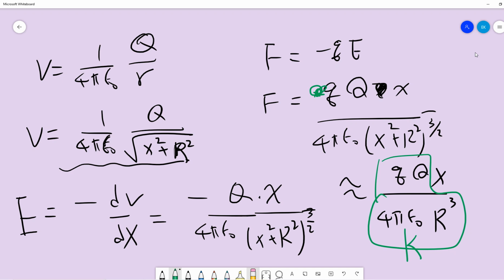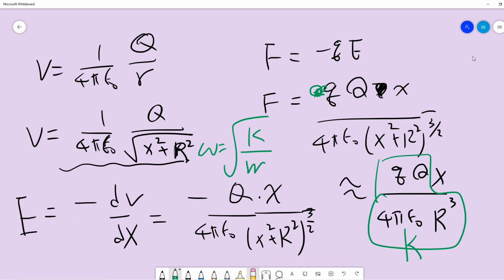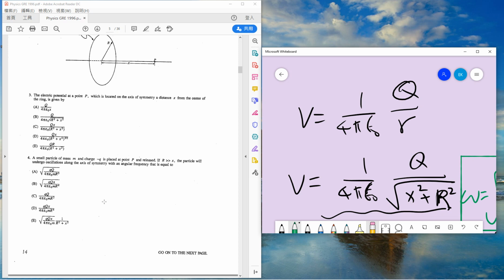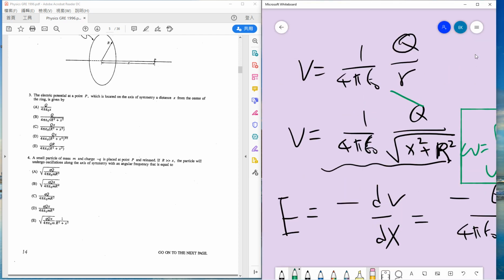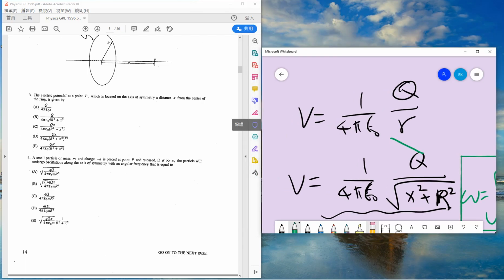It looks like a simple harmonic oscillation with K. So it asks you about the angular frequency. The angular frequency is just K divided by M, square rooted. So we have K divided by M, which is A. It's obvious that you divide by M and then you take a square root. So it's A.